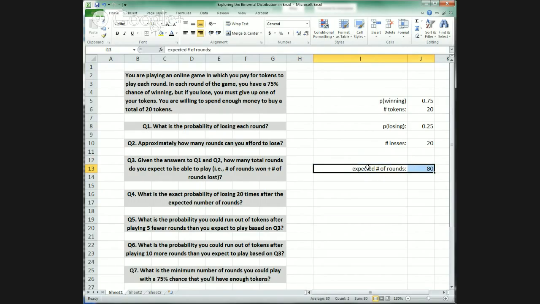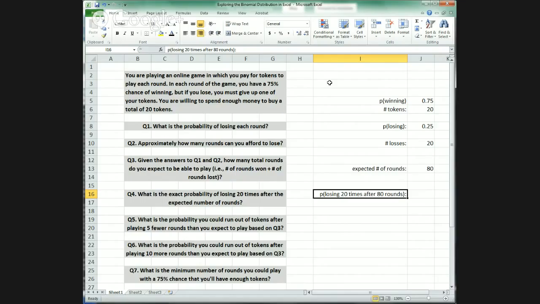I just want to point out, in this case, the number of rounds is synonymous with the number of trials when we're thinking about the binomial distribution. So rounds of this game are equal to trials in the binomial distribution. What we want to do for this question is use the binomial distribution to figure out exactly what the probability is of losing 20 times after the expected number of rounds.